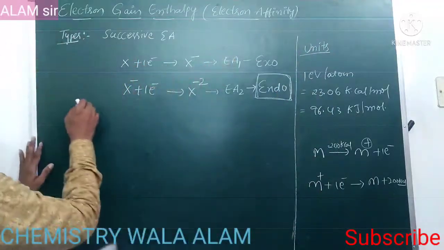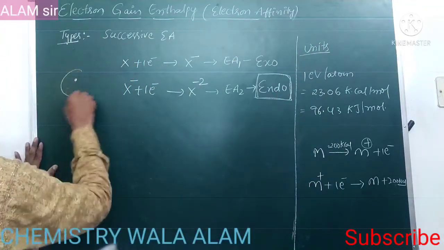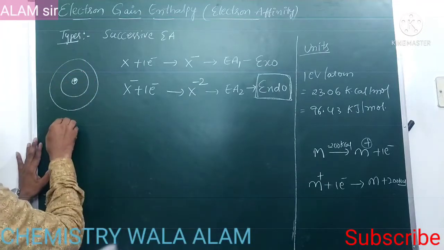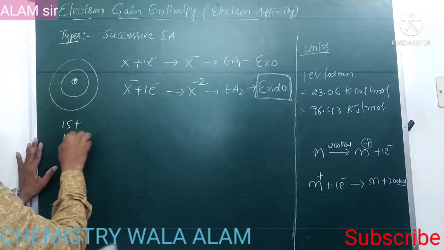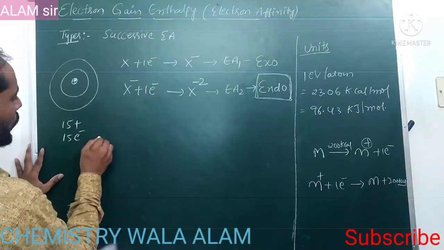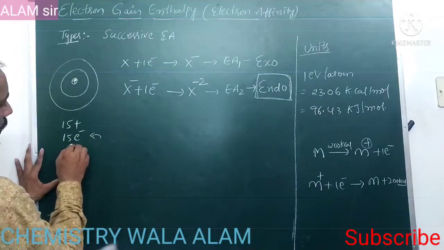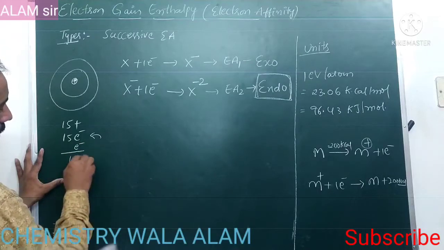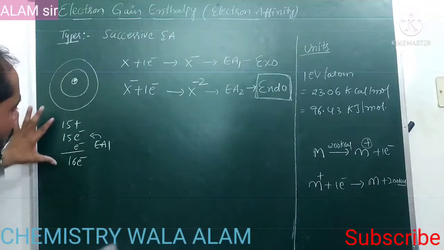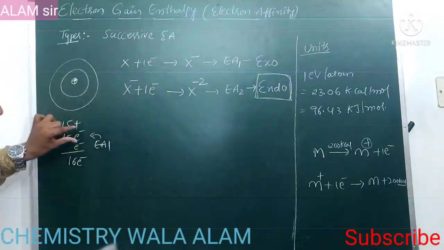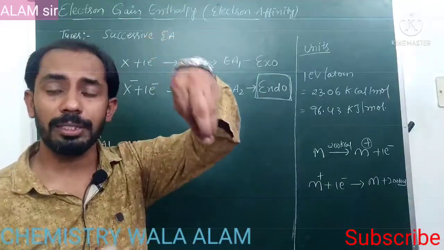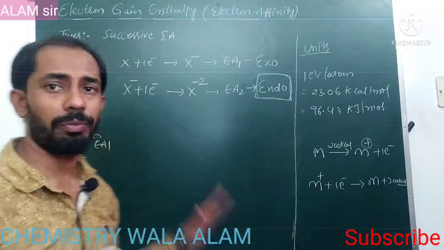Suppose the atom has 15 protons and 15 electrons. We add one electron, so the 15 electrons become 16 electrons. This is EA1. Here the number of electrons is increasing, but the protons inside the nucleus are constant, 15 protons.